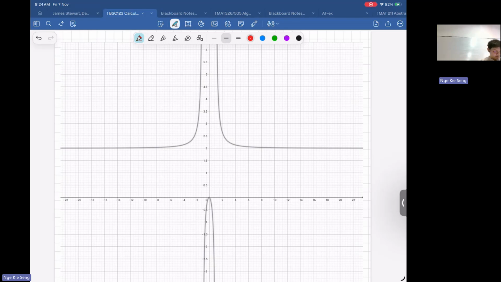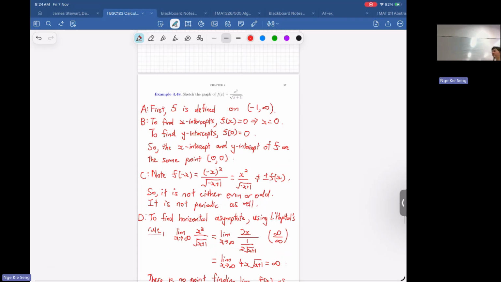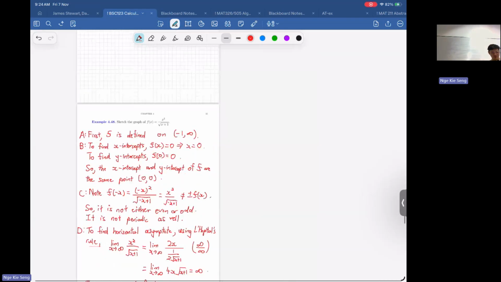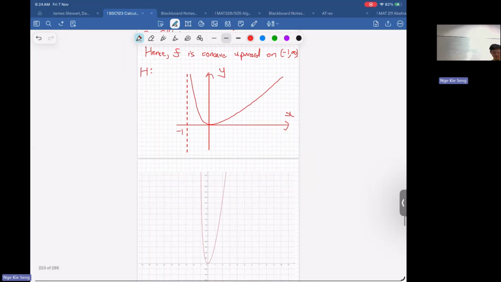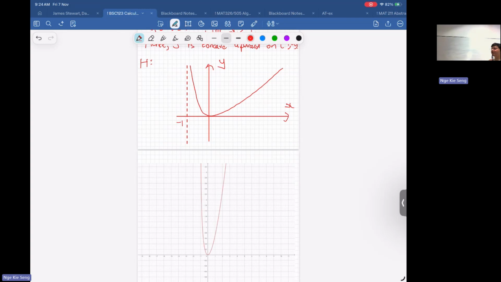Okay. I think there are a few more examples which you can try out yourself. For example, x squared over square root of x plus 1. So you do all the similar steps and then you get some shape like this. It's not too far from the original, the more accurate graph here. So basically, in this example, I just found one vertical asymptote.